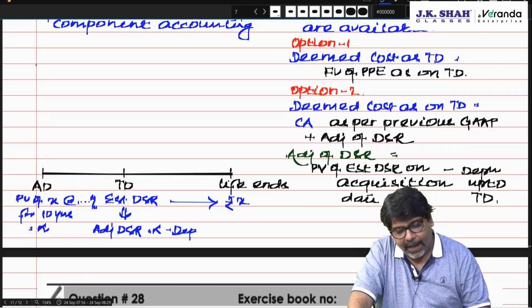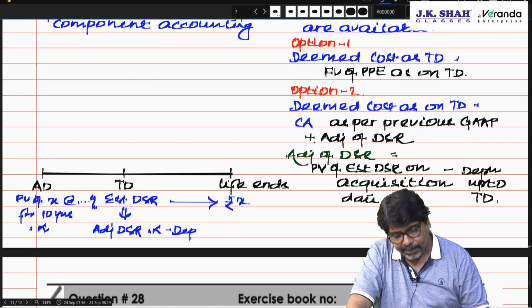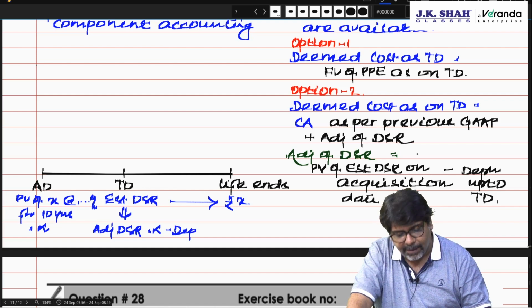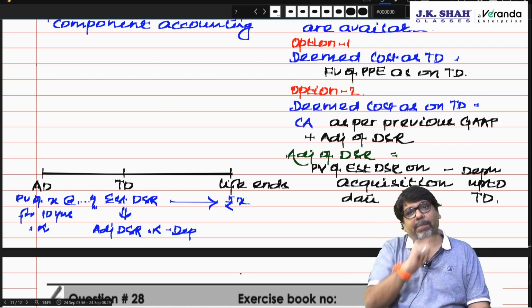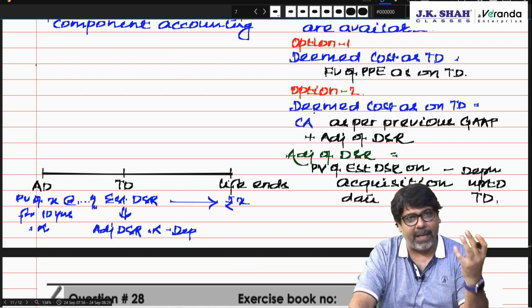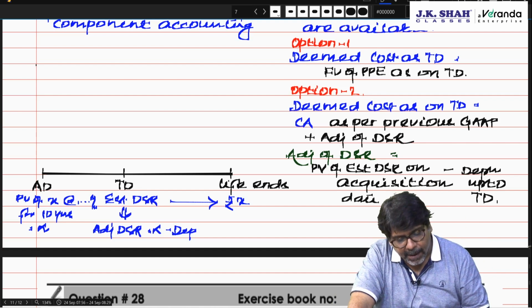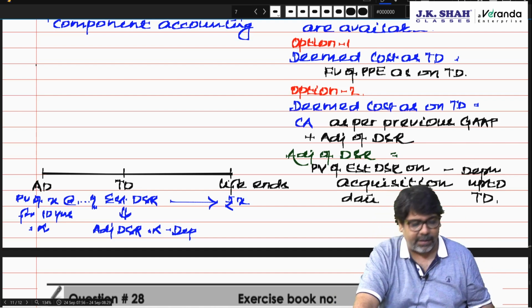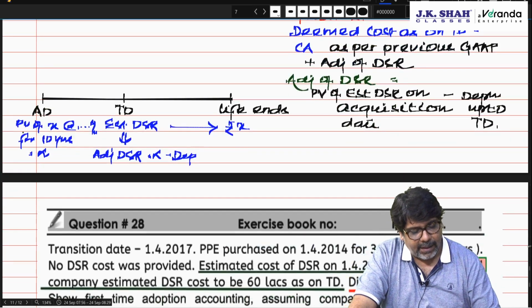Option 2, deemed cost as on transition date is equal to carrying amount as per previous GAAP plus adjustment of DSR. I told you, in old AS, provision for DSR was not there. That means carrying amount as per previous GAAP, add adjustment of DSR. Adjustment of DSR is present value of DSR on the acquisition date minus depreciation up to transition date. Look, it is written here, acquisition date.